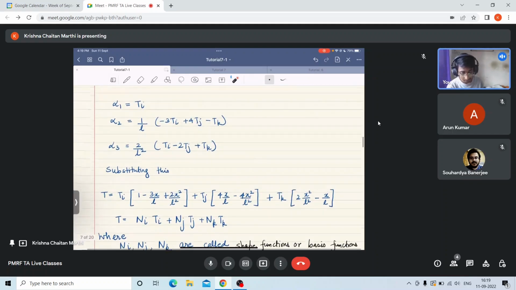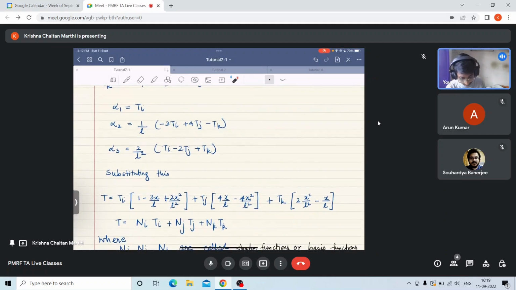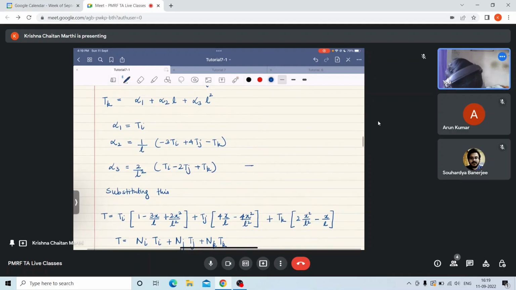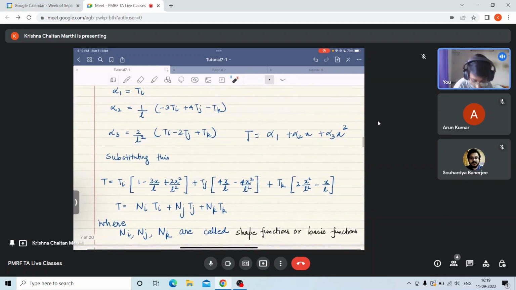Okay, if I substitute these values into the expression T equal to alpha 1 plus alpha 2x plus alpha 3 x square, what I get is T is equal to Ti times 1 minus 3x by L plus 2x square by L square, plus Tj times 4x by L minus 4x square by L square, plus Tk times 2x square by L square minus x by L. So basically my T is equal to Ni times Ti plus Nj times Tj plus Nk times Tk.